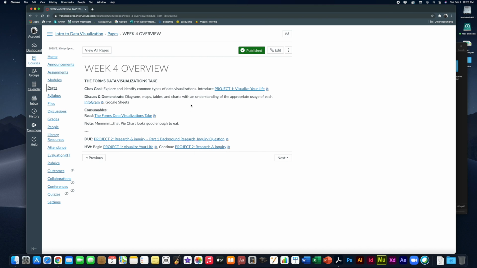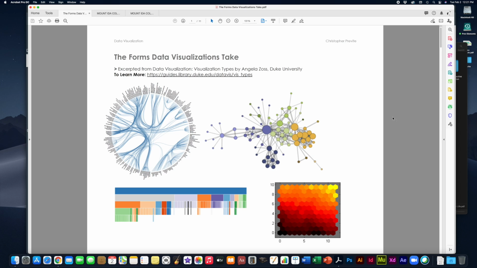Okay, so let's start by taking a look at the forms data visualizations take. The handout we're going to go over you can download right here as well, so if you want to follow along or just have it for reference. Okay, so this is excerpted from Data Visualization Types, an article from Duke University by Angela Zos. You can look at the entire article here, but this is an abridged version of it that'll help us understand the different types of data visualizations.